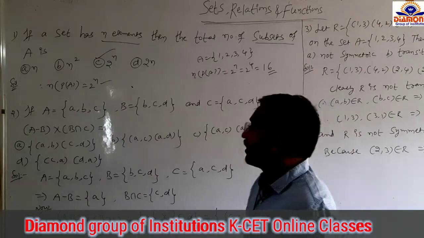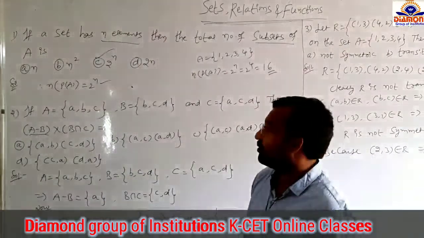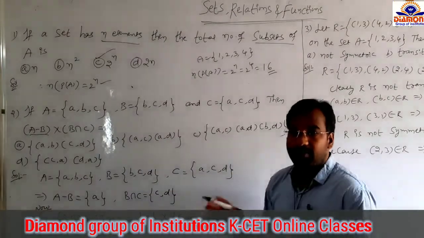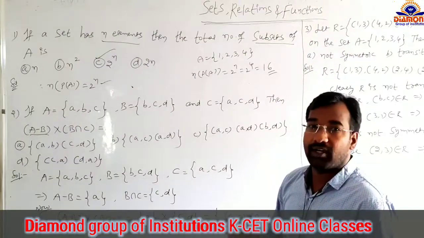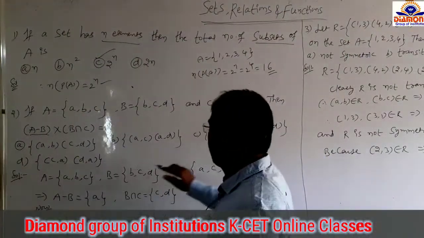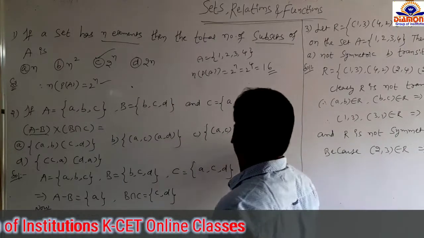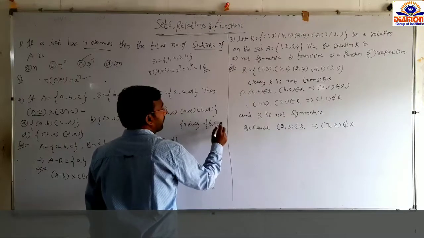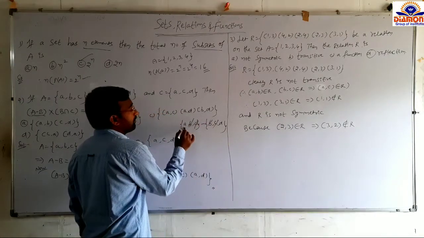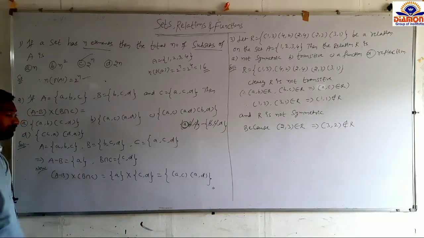So first calculate the A minus B value. How to calculate A minus B? In A minus B, common elements are removed. After that, write the remaining elements of the first set A. So A minus B equal to what? {A, B, C} minus {B, C, D}. Common elements cancel, B, C cancel. What is the remaining element in the first set? A only. That's why A minus B equal to {A}.